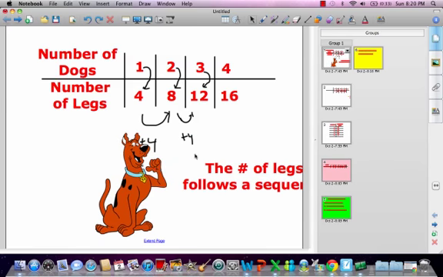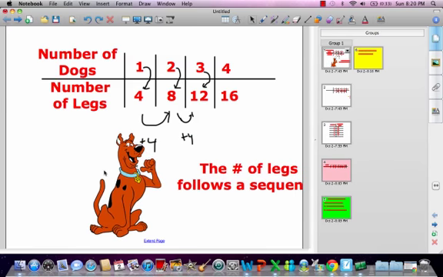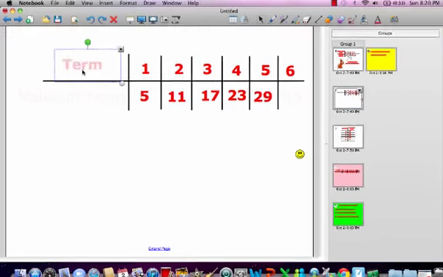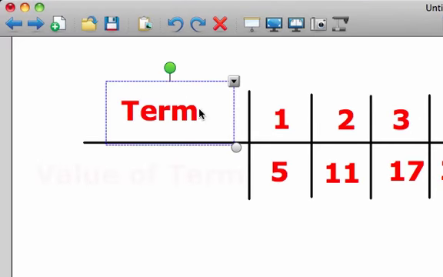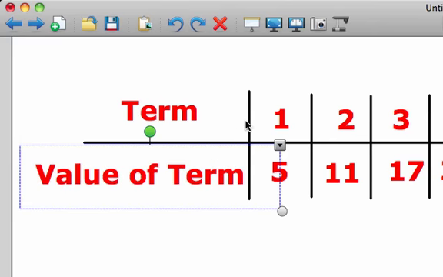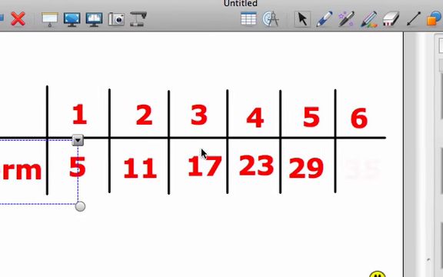So Scooby has an idea for this. The number of legs follows a sequence. First term is, well, term. It's just the number that you're on in the sequence. So here we have the first term is 5, the second term is 11, and so on. And we just call this the value of the term. And another word we can use for term is position, as we'll see.